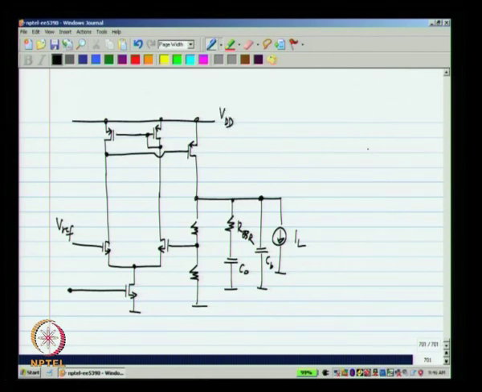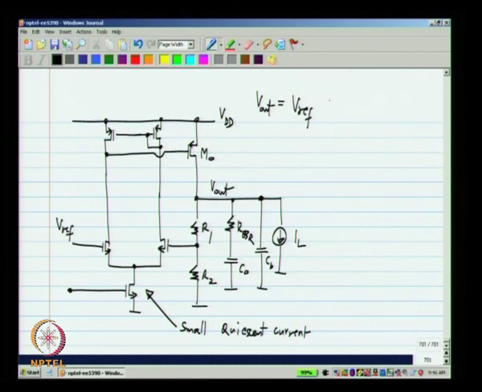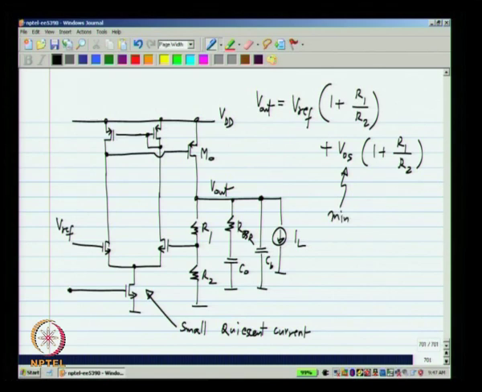So this is the voltage regulator. For efficiency, you should use a small quiescent current. And also, the output voltage here will be VREF times 1 plus R1 by R2, but also it includes the offset of the amplifier that is used. So it will be VOS times also 1 plus R1 by R2. So for accuracy, this has to be minimized. So for this, it means that you have to use large devices.